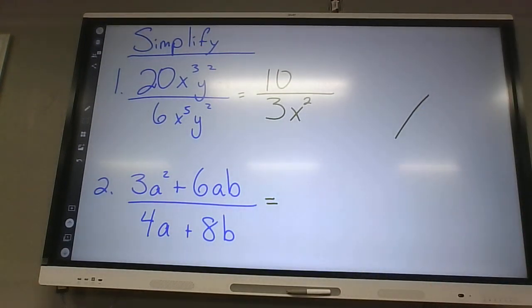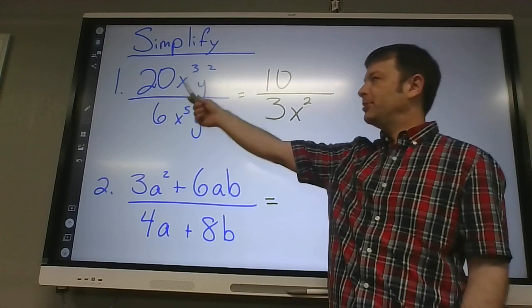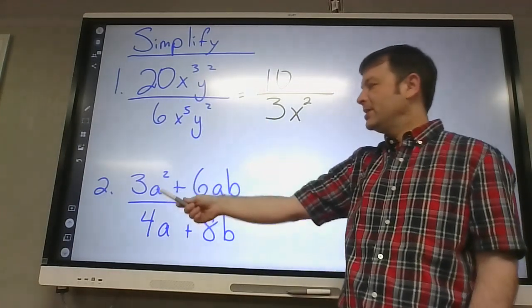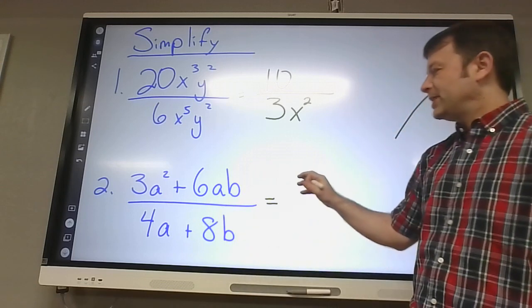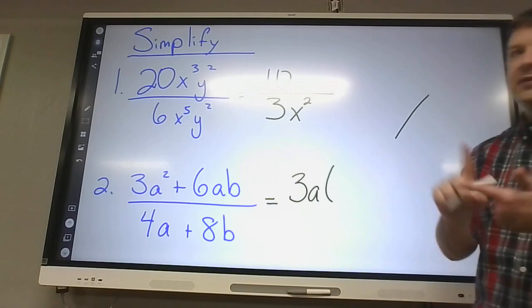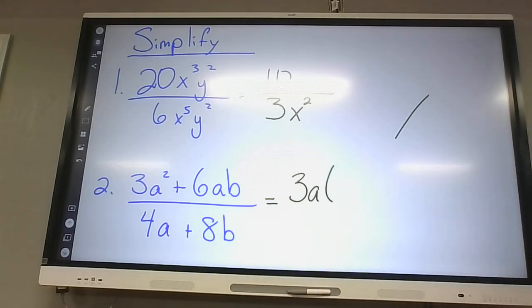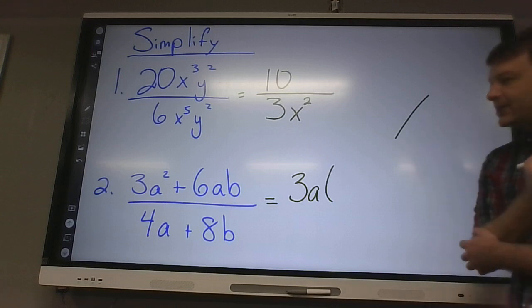Okay, what can we do on number 2? What's different between 1 and 2? 1 is just one term on top and bottom, so you just start canceling. This is 2 terms, you have to factor. You can take out what? 3A. There's take stuff out, square minus the square, and 3-term factor. You gotta be able to recognize, always check first, can I take stuff out?